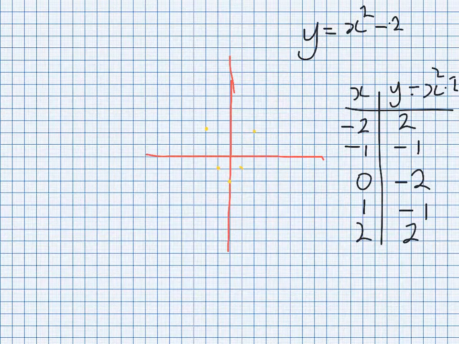And then at this point, you draw a nice curve going through each of the points with arrows on the end. And your graph should look something like that.